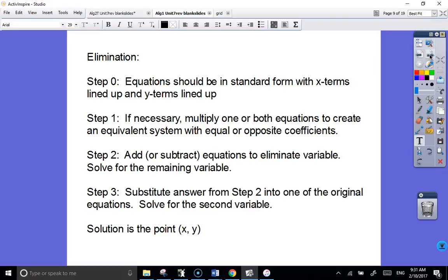But if it's not, then you need to multiply one or both equations so that you got equal or opposite coefficients. That way when you add them or subtract them, you cancel. You eliminate. So you never move on to this step here to add or subtract unless you've created that situation to eliminate a variable.